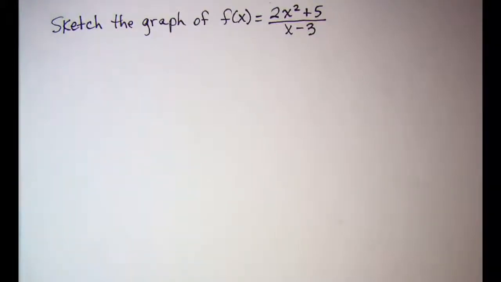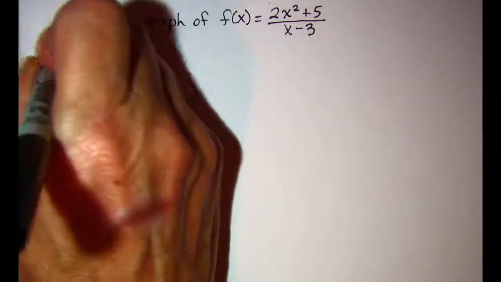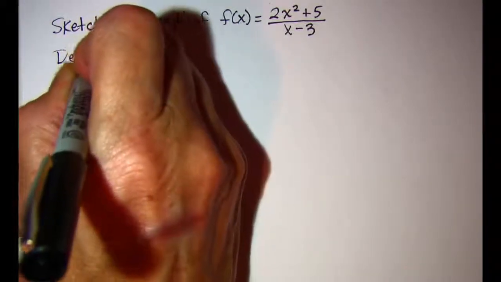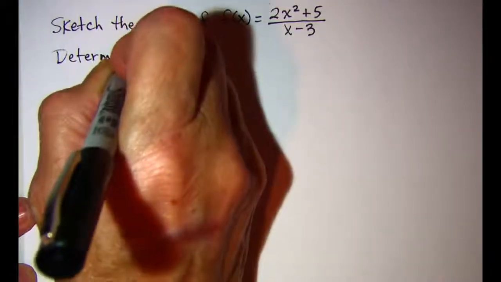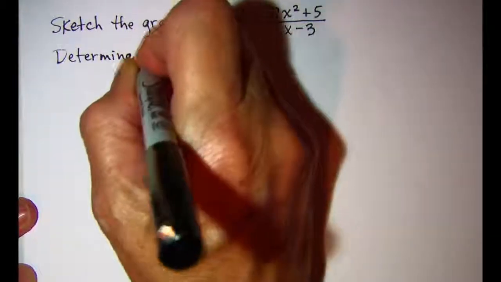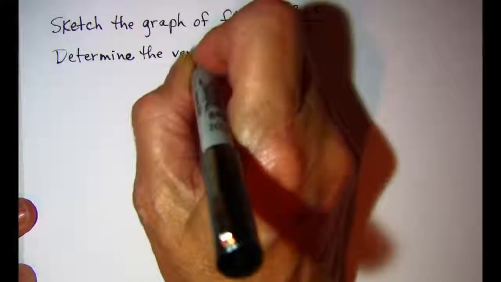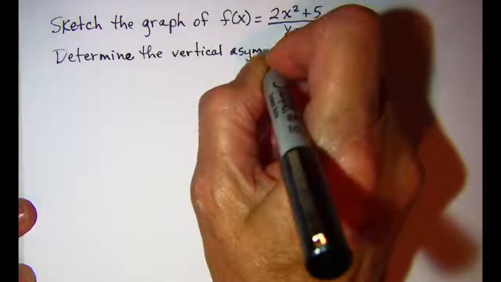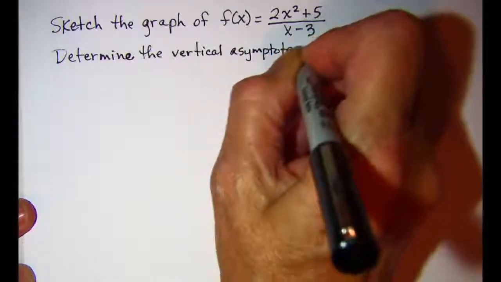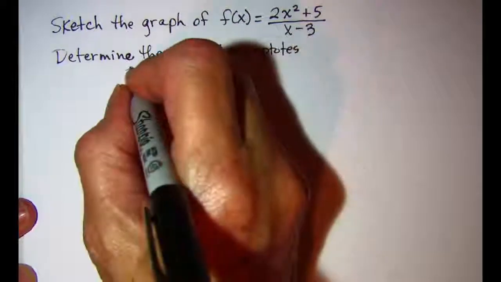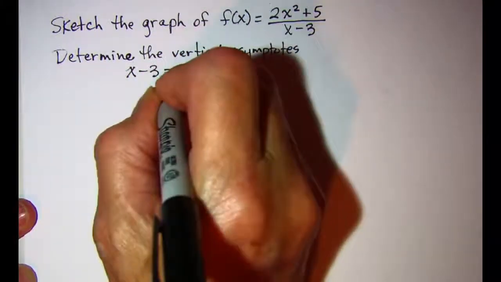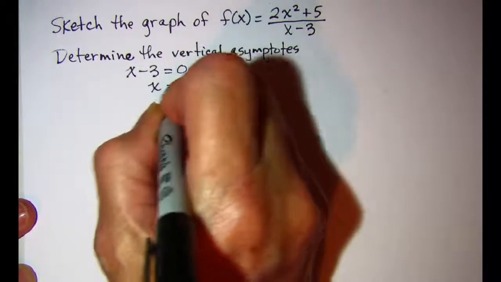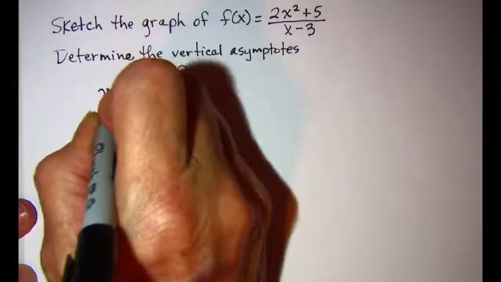In this video, we'll be sketching the graph of a rational function. Our first step is to determine the vertical asymptotes. We let the denominator equal 0 and solve. So x equals 3 is our vertical asymptote.